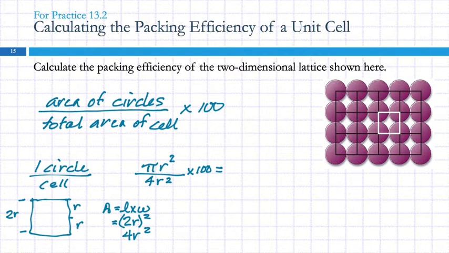We still don't know what r is, but look, it cancels out. So the r squareds cancel out, and we're left with pi divided by 4 times 100.